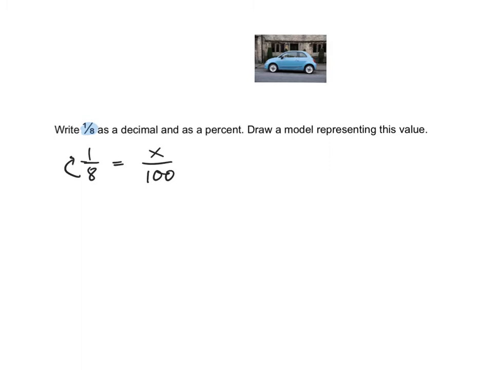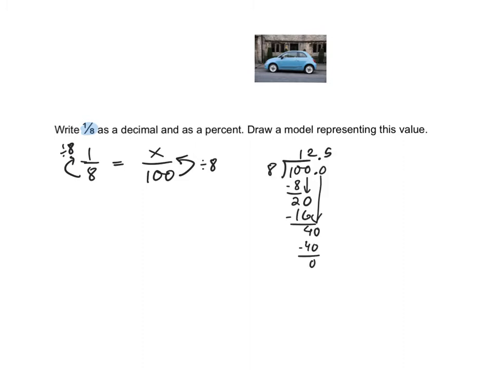8 divided by 8 is 1. So I could just divide 100 by 8 to figure out what x is. That's because these are equivalent fractions. These ratios are equal. When I divided 100 by 8, I got 12.5. So that means 1/8 is the same as 12.5%.